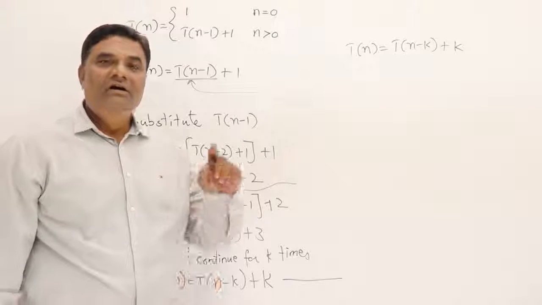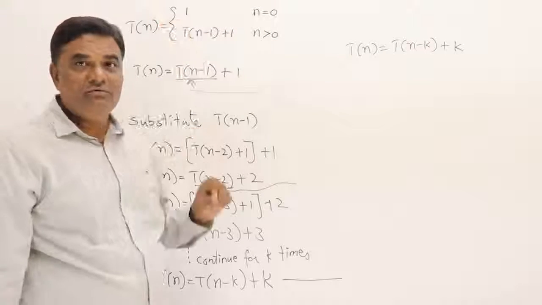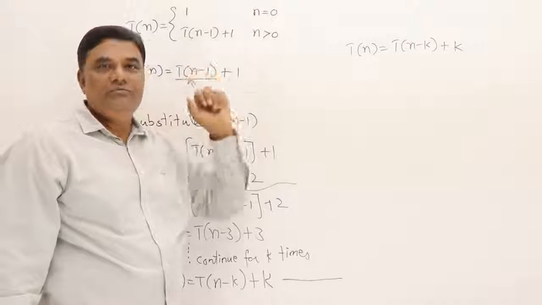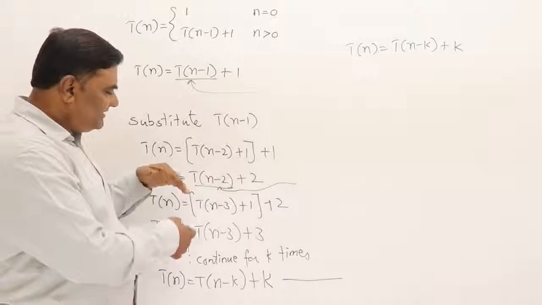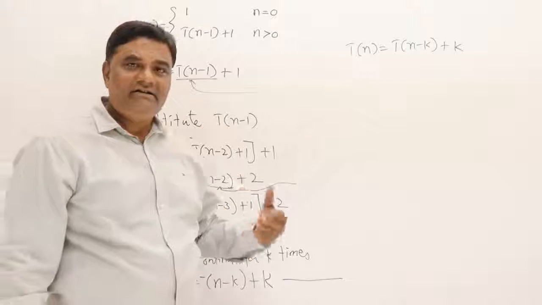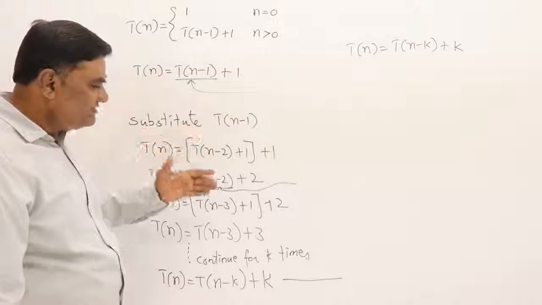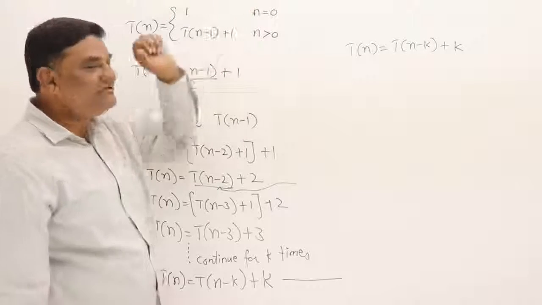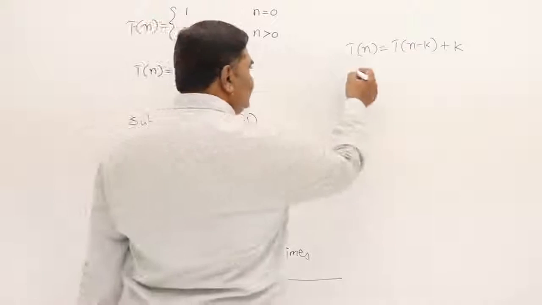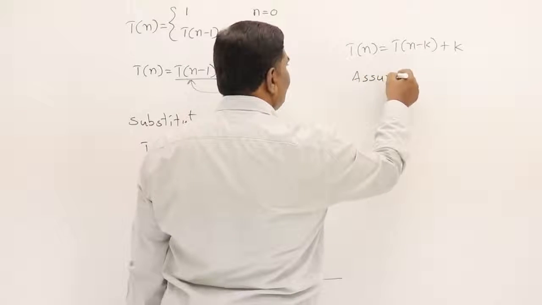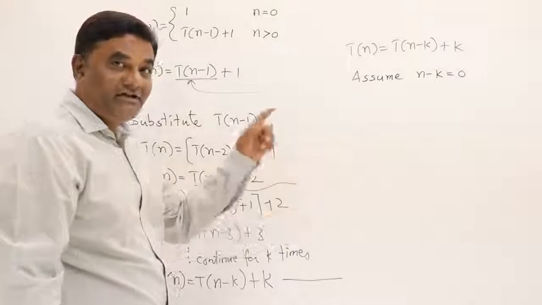Now, what is the smaller value I know? I know n is equal to 0. If n is equal to 0, I know the answer is 1. So here, n minus 1 was there. So minus 2, then 3, then 4. If you go on subtracting like this, at one point it should become 0. So my purpose was to go on substituting and reach n equal to 0. So I assume that I have reached 0. So I assume this: n minus k is 0.